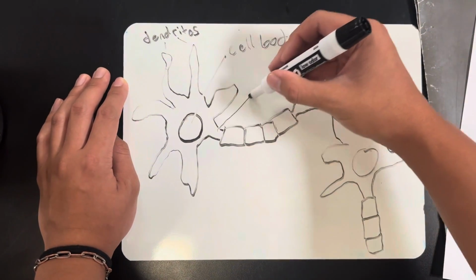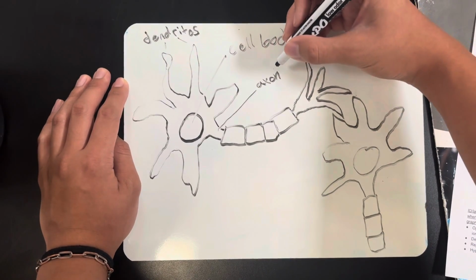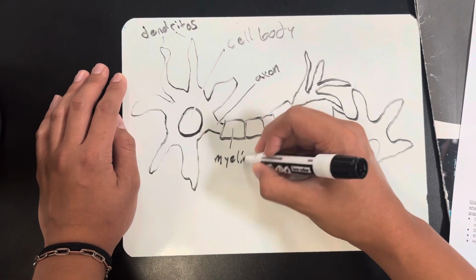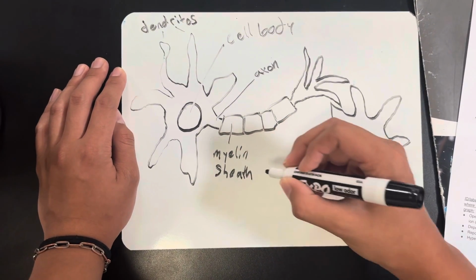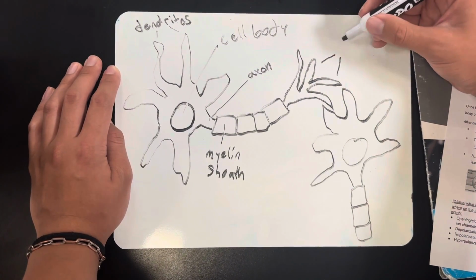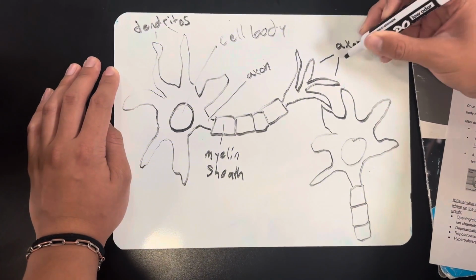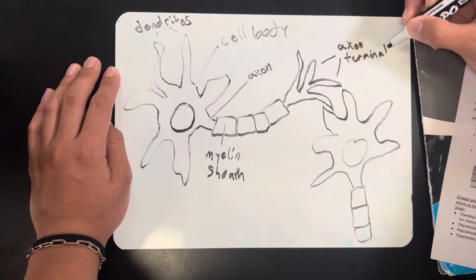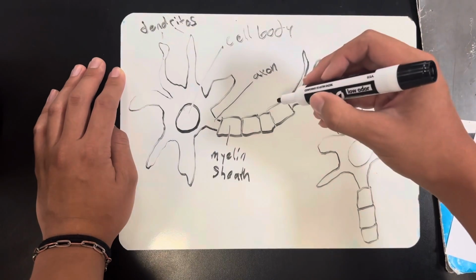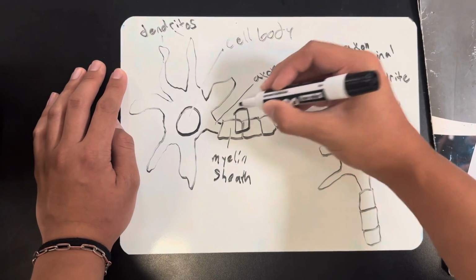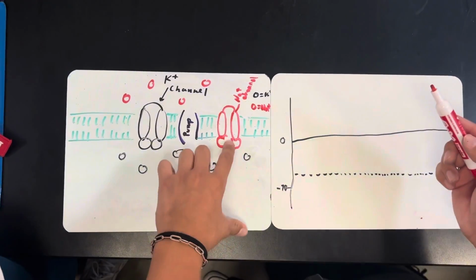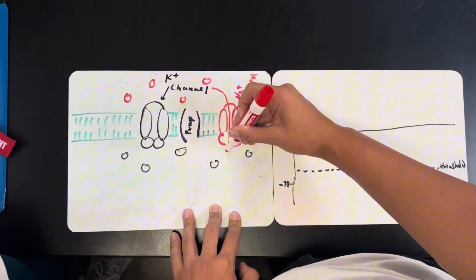Extending from the cell body is the axon, a long cable that carries the electrical signal away from the neuron. These axons are wrapped in a fatty coating called the myelin sheath, which acts as insulation and helps the signals travel faster. At the very end is the axon terminal. These release chemicals called neurotransmitters into the synapse, the tiny gap between neurons, so the signal can pass to the next cell. There are gaps between the myelin sheath called nodes of Ranvier.